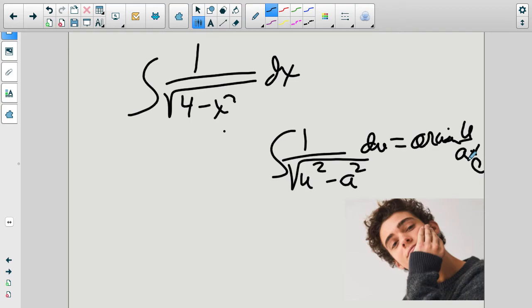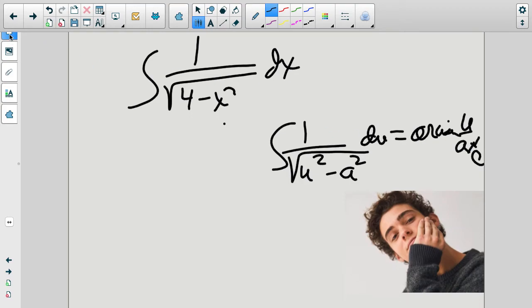Did I put a 1 over a in front of the arc secant? I should have if I didn't. Did I? Yeah. Okay. Arc secant and arc tangent have a 1 over a in front of it because that's what happens when you take a derivative. So I'm going to move on. You're just going to have to trust the process.